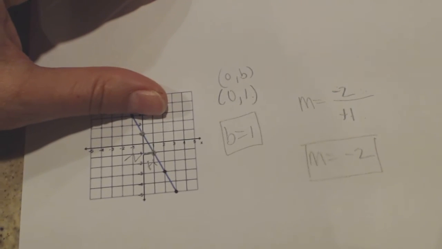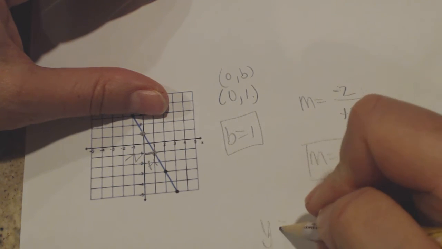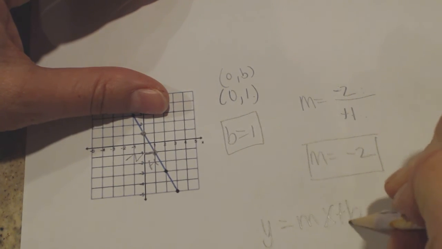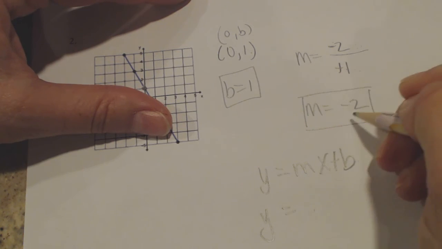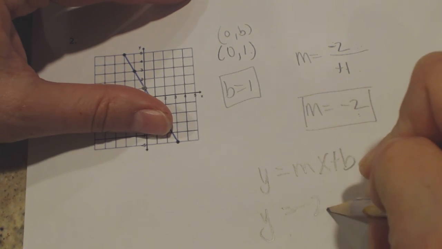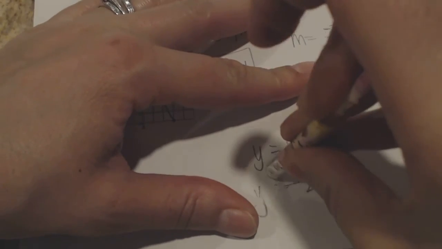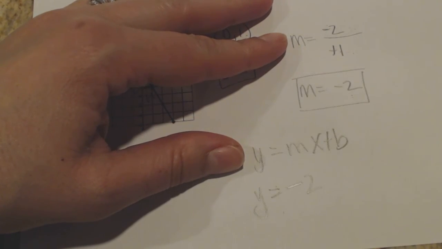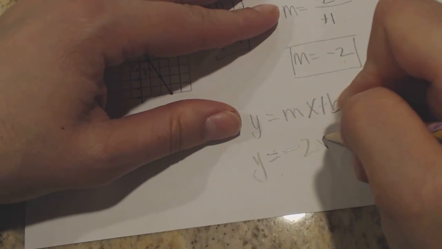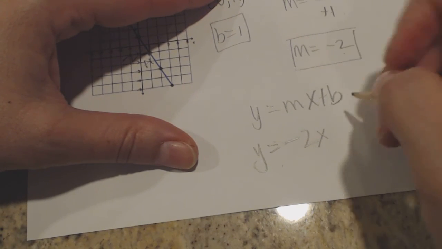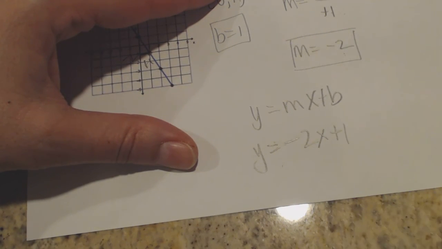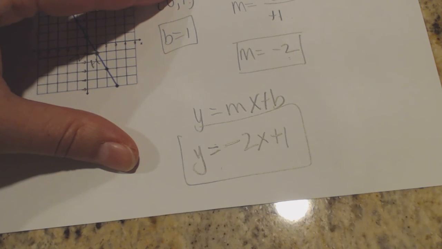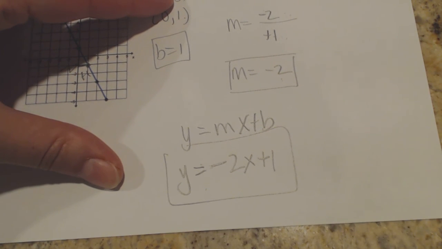So we have b is 1, and our slope is -2, our m. Let's substitute it into y equals mx plus b. So y equals m is -2. Erase that. y equals -2, our x, and our b is positive this time, so we're going to do plus 1. So here it is, y equals -2x plus 1.